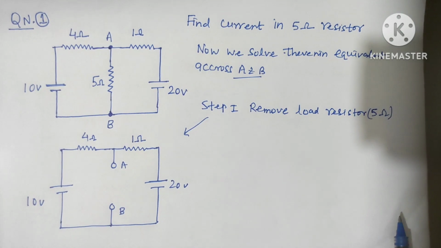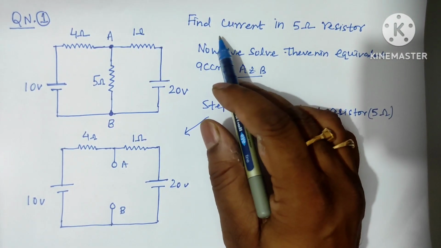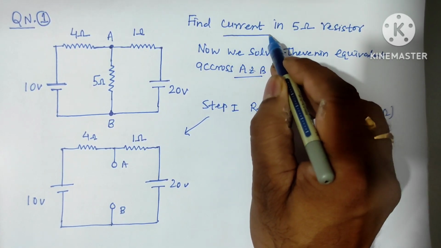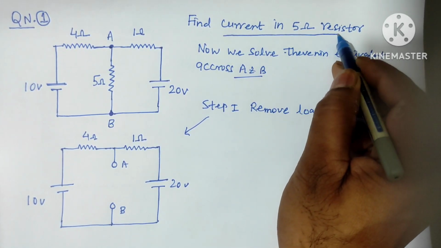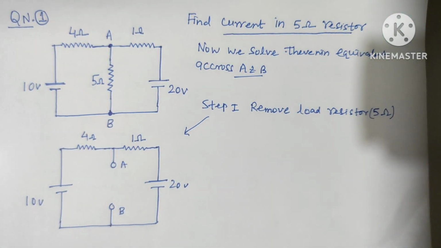So now we have to apply Thevenin theorem to solve the circuit. Our aim is to find current in the 5 ohm resistor. Means we wish to calculate current in the 5 ohm resistor. So what will be the current in this branch that we need to solve?